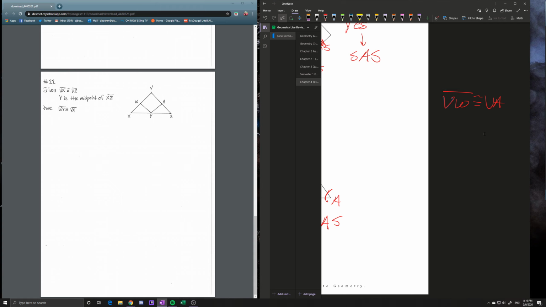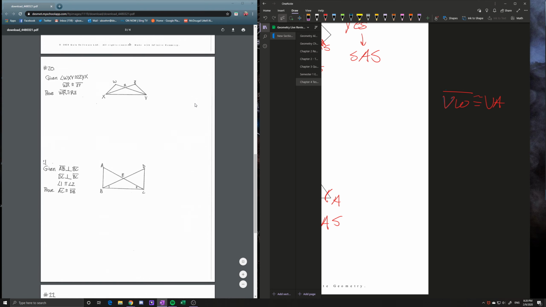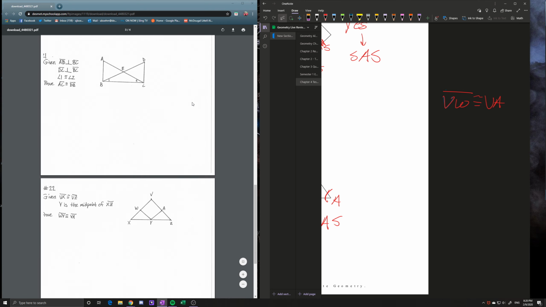This might be a little bit harder of a proof than I thought, but I'll give you that VW is congruent to VA. So yeah, I think number 20 and 21 are pretty straightforward.